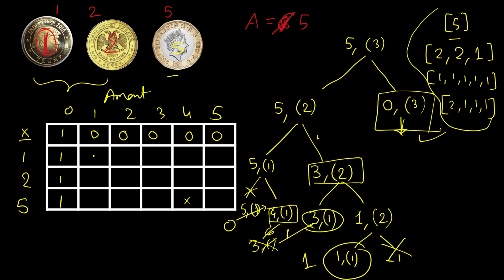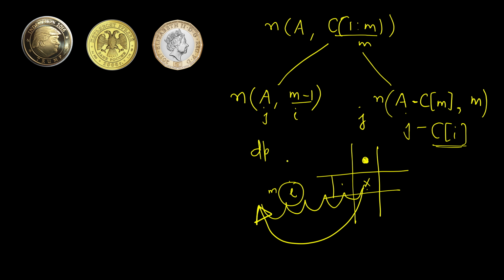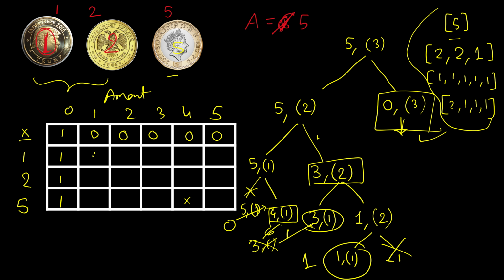Now we start filling this table from here. So remember that in order to fill this value, we need this value plus this value minus whatever is the coin in this row. So here it's 0. So 0 plus 1 minus 1. We subtract this coin from this value amount. So 1 minus 1 is 0. So we just go one step and we see what is the value here. It's 1. So 1 plus 0 is 1.